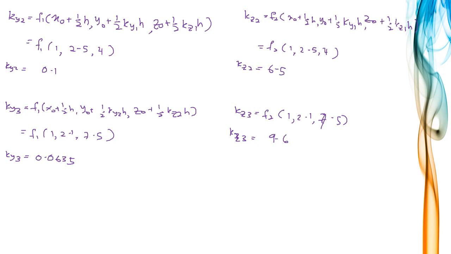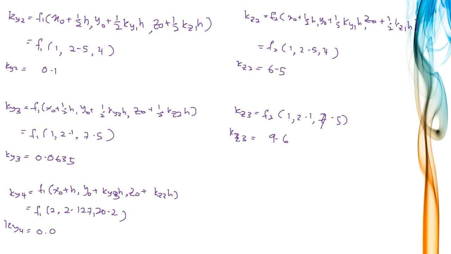Next, I calculate ky4. The formula is f1(x0 plus h, y0 plus ky3 h, and z0 plus kz3 h). I substitute the values, so I will have (2, 2.127, 20.2). I substitute into my f1, so my ky4 is equal to 0.0233. And lastly, I calculate kz4, so f2(2, 2.127, 20.2). So I will have kz4 is equal to 22.327.